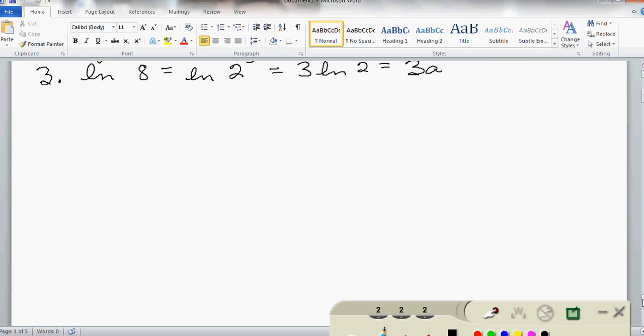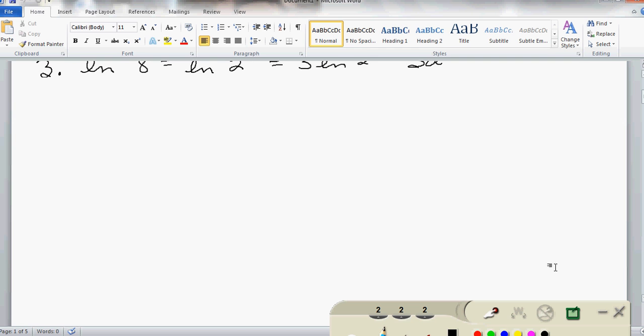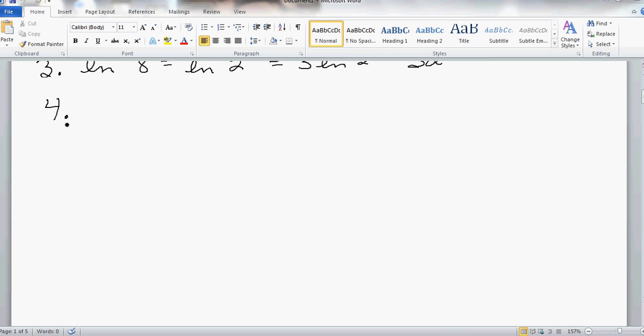Continuing, we've got a set of 4 problems that says write as the sum and or the difference of logarithms and express powers as factors. In other words, use all 3 of the properties to simplify this, get rid of as much mayhem or confusion as possible.